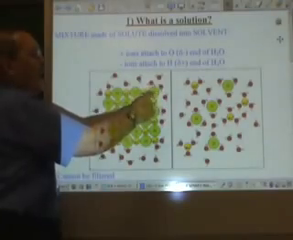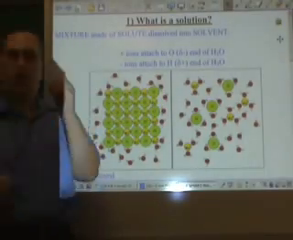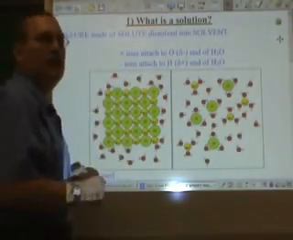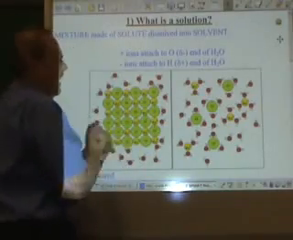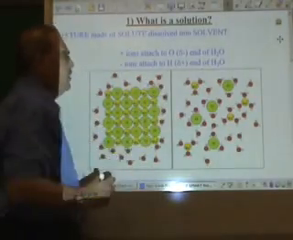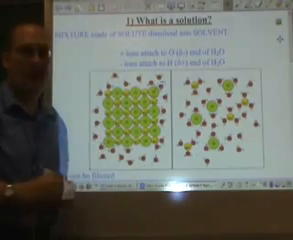Water molecules attach themselves to the ions, and because water molecules are constantly moving, their motion will actually cause the ions to separate from each other and pull away, dissolving.